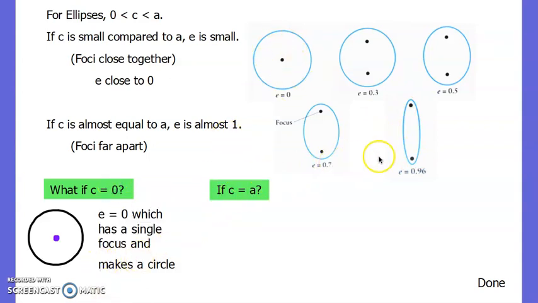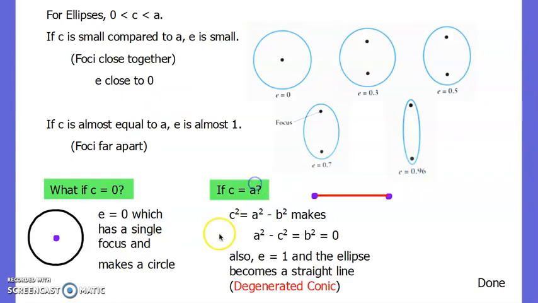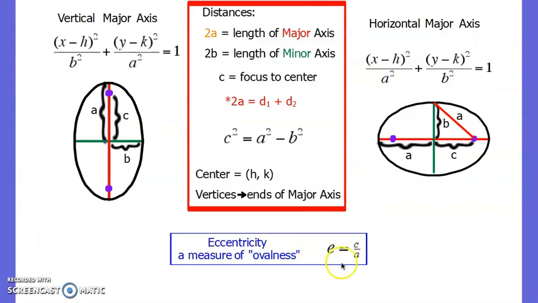If C equaled A, if the distance to the focus was equal to the distance to the vertex, if C was stretched out to A, the side would kind of get pulled in, and basically you would end up with a perfectly straight line. So that's just an interesting fact about eccentricity. It's a way to relate, again, the roundness, how close to a circle versus how close to a straight line our ellipse will be. Again, the major idea for that is E equals C over A.